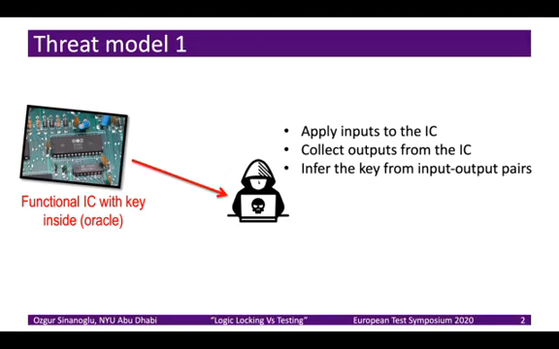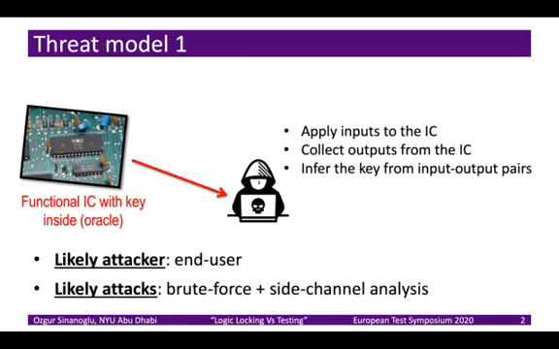The attacker can make use of the scan infrastructure, for example, to apply the inputs and collect the outputs of the chip. And from the applied inputs and collected outputs, which we call input-output pairs, the attacker tries to understand what the key must be. The typical attacker in this threat model scenario is the end user of the chip, who obtains the chip from the market and plays around with it. And the typical attacks are brute force, applying all possible inputs, or side channel analysis, looking at certain characteristics of the chip, such as power consumption and timing.